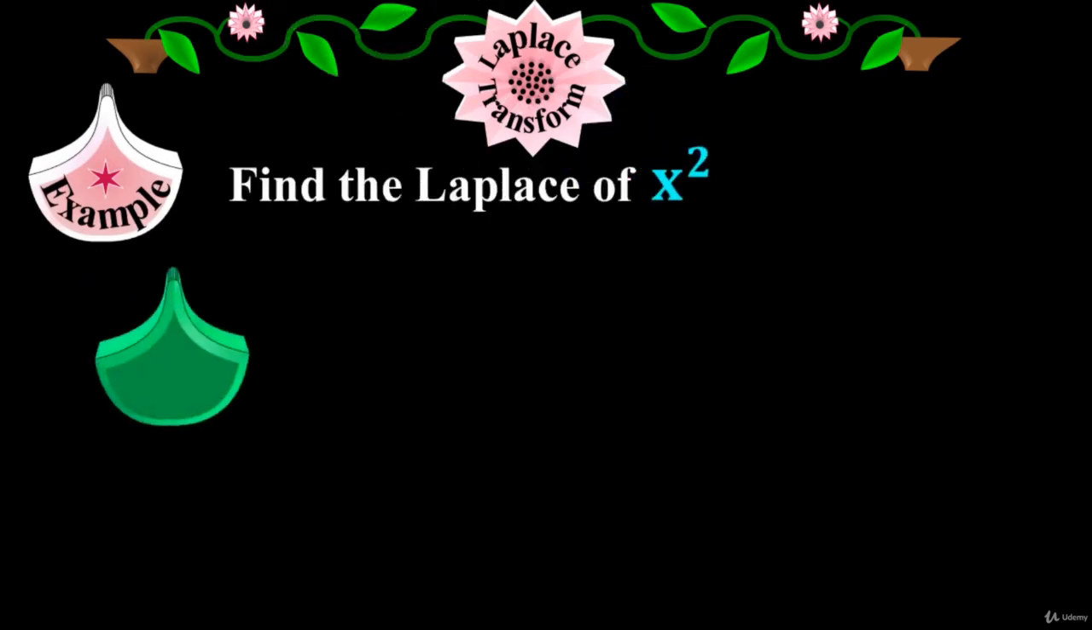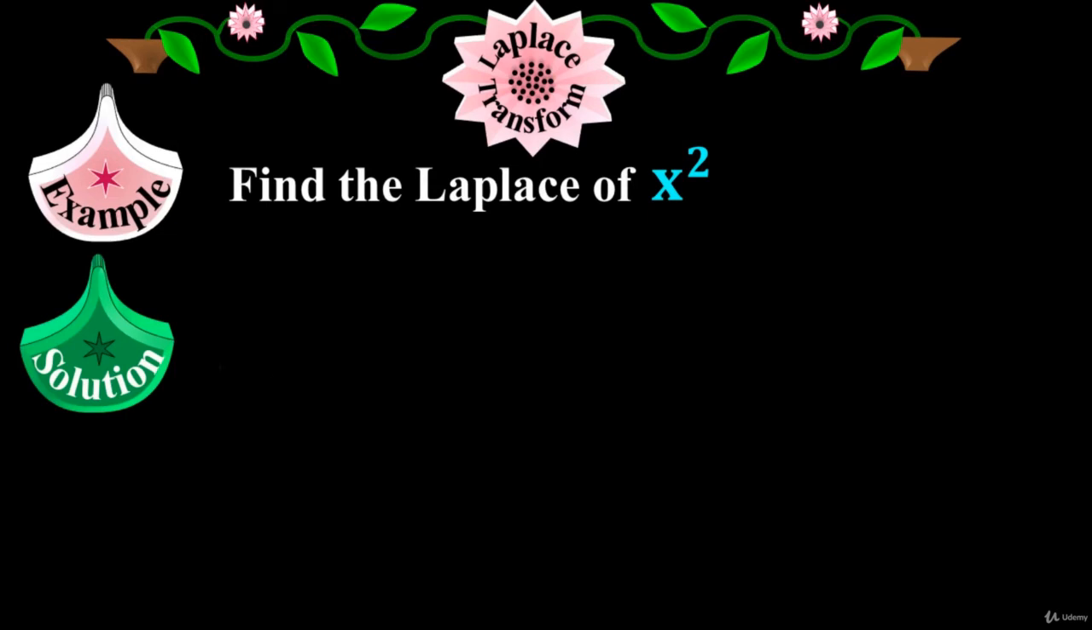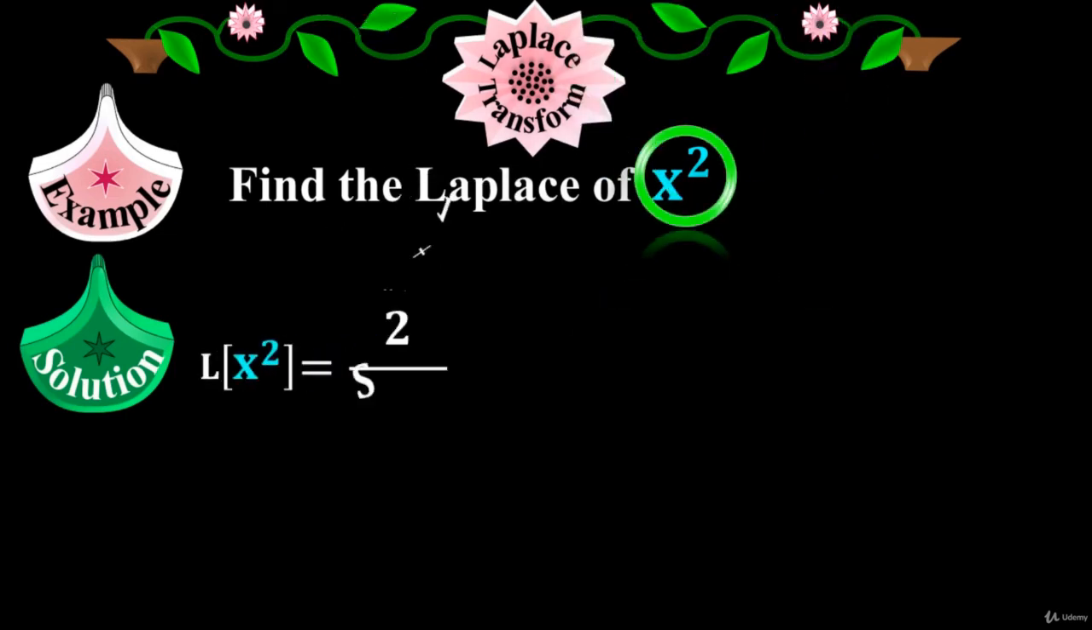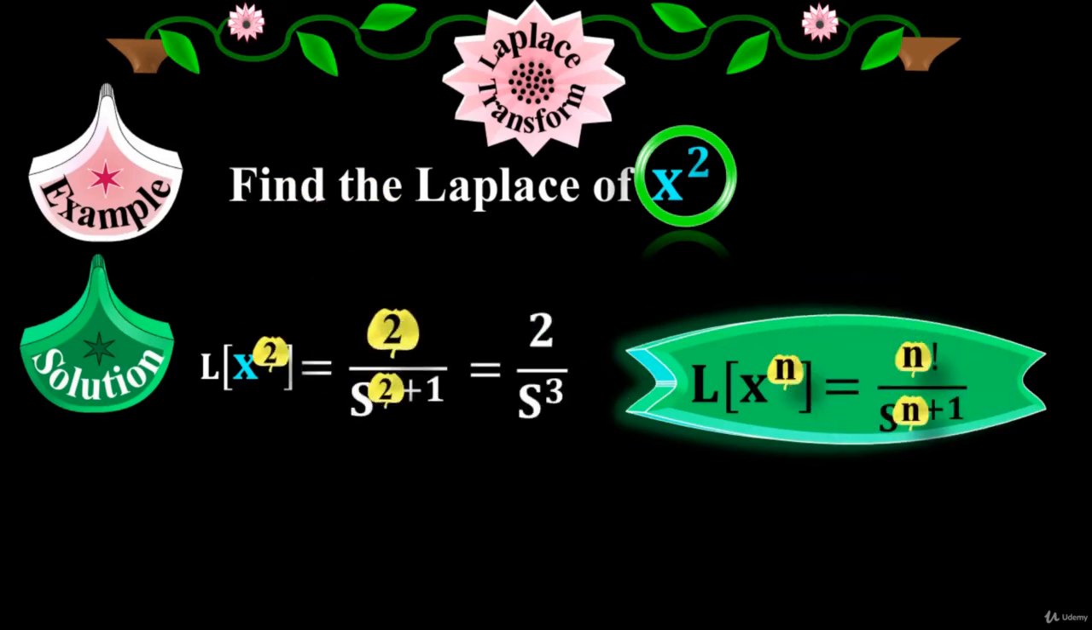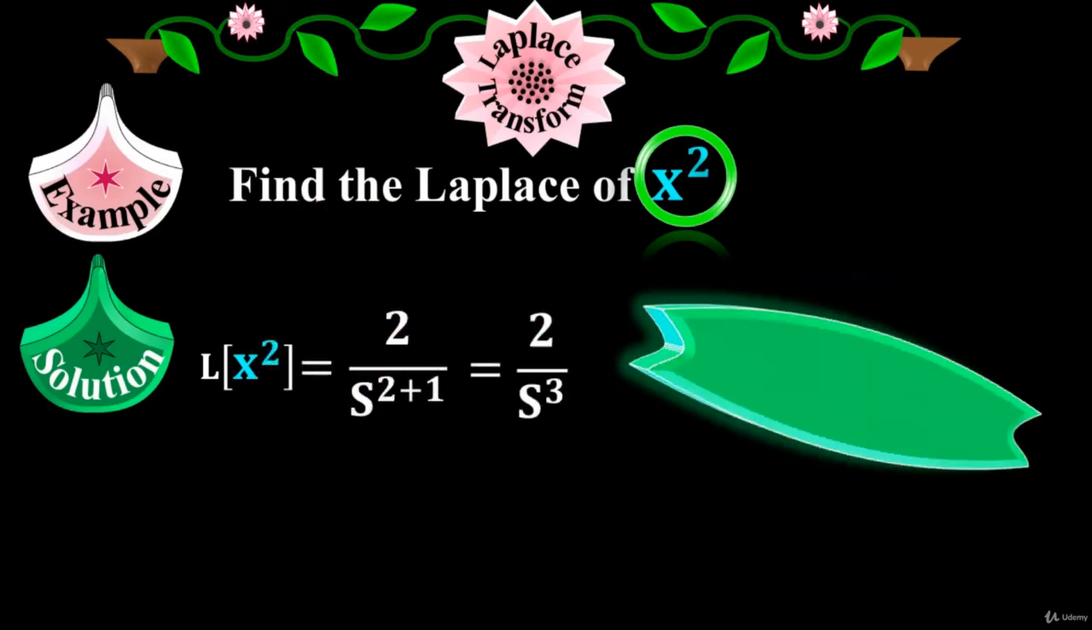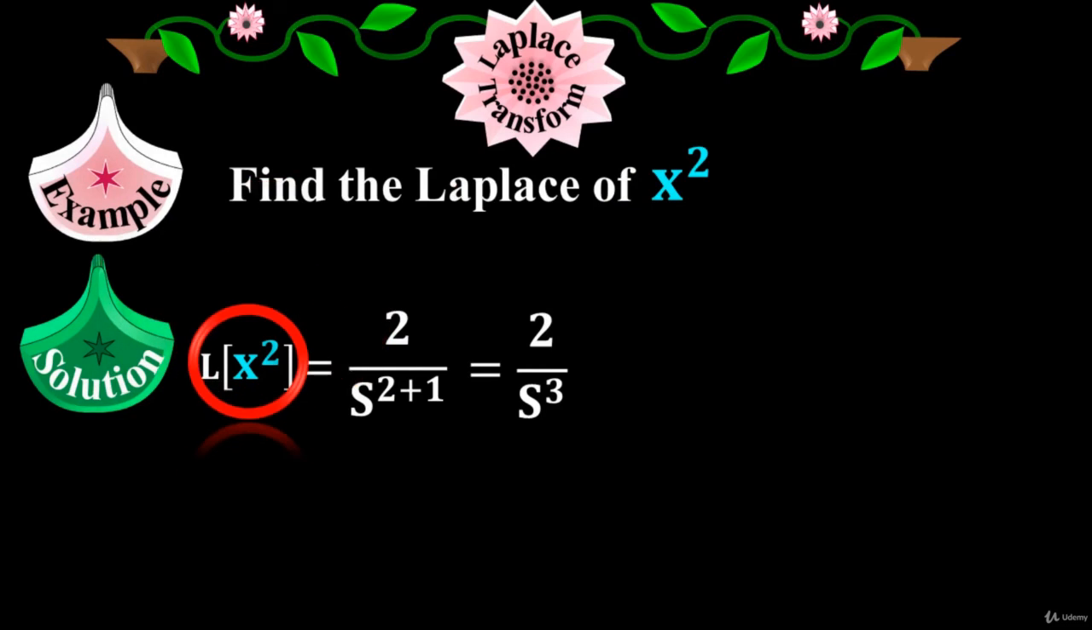Let me do some more problems of the first elementary condition. Example: find the Laplace of x square. Solution: Laplace of x square, which is the given function, equals 2 over s to the 2 plus 1. I applied the first elementary condition, which is Laplace of x to the n equals n factorial over s to the n plus 1, where the value of n is 2. The final answer is 2 over s to the 3. That's how Laplace of x square equals 2 over s to the 3.